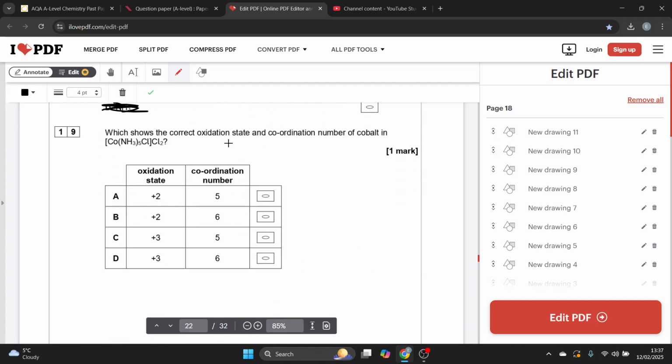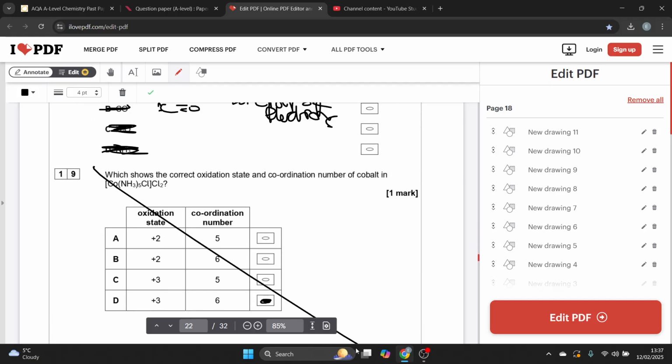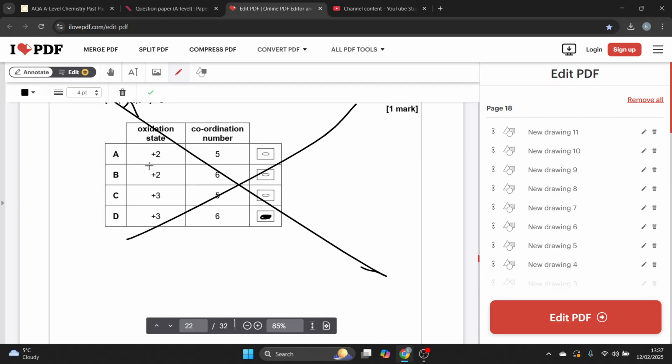Question 19, which shows the correct oxidation state and coordination number of cobalt in this? I haven't actually gone through coordination number in a while, but the oxidation state of cobalt, well, NH3 is going to be D then. Yeah, let's skip that one. I haven't gone through coordination number. I've gone through oxidation states with these compounds, but not the coordination number.